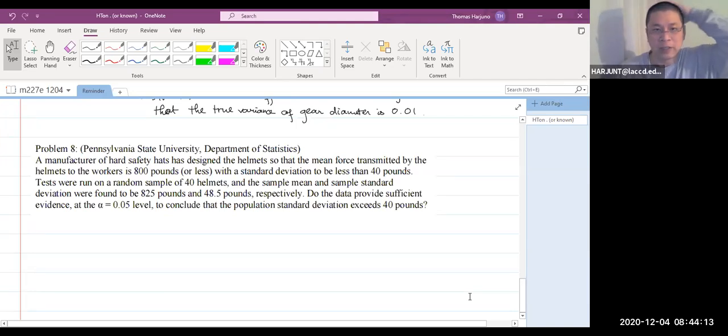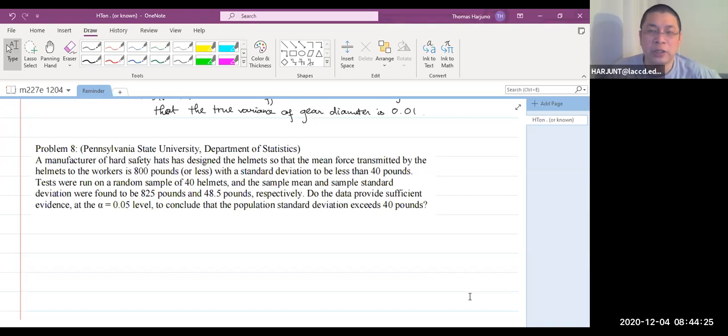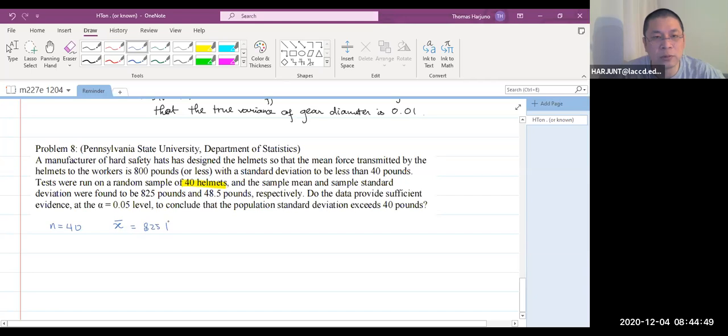Manufacturer of heart safety hats has designed the helmet so that the mean force transmitted by the helmet to the workers is 800 pounds or less, with standard deviation less than 400 pounds. Now, tests were run on a random sample of 40 helmets, so that's our sample size. The sample mean is 825 pounds, and sample standard deviation 48.5 pounds.